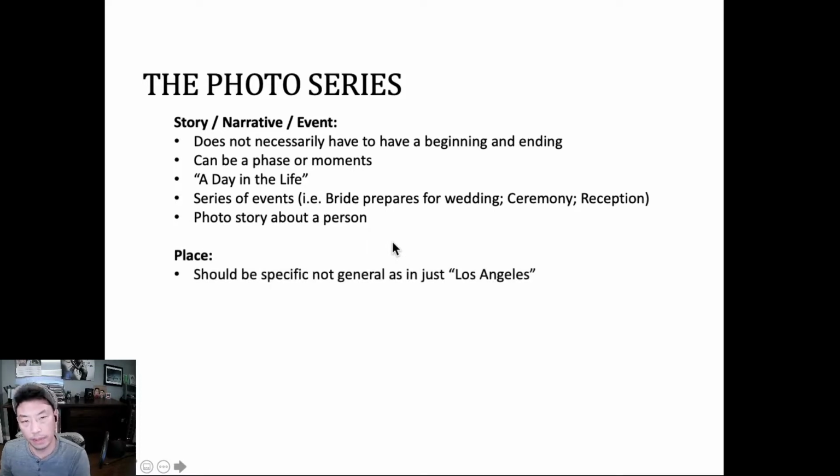And the series could be about a place. Like if you said Los Angeles, well, it's a little too generic. You have to be specific about what place it is. Where in Los Angeles? Is it a neighborhood, or is it one place, like the LA Public Library in downtown LA? That's a beautiful building, and you could photograph there for a couple hours at least, finding really cool parts of the building on the exterior and the interior. Okay.